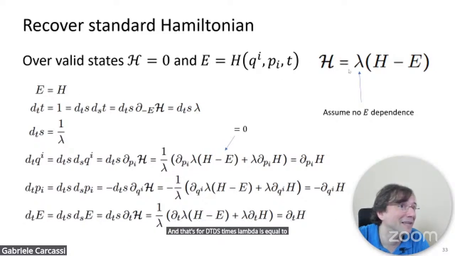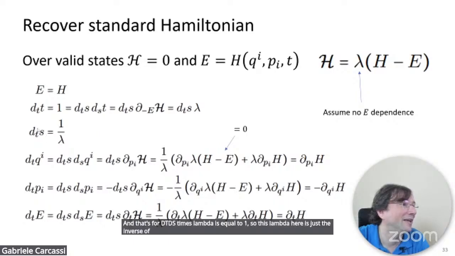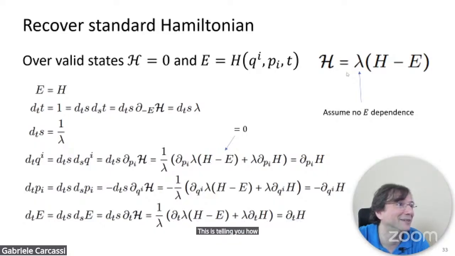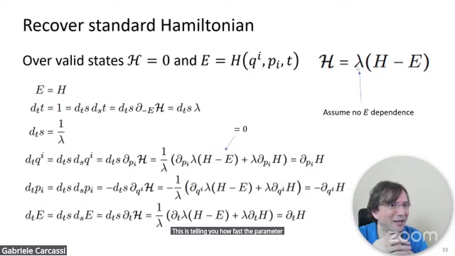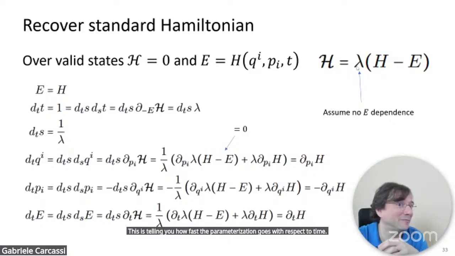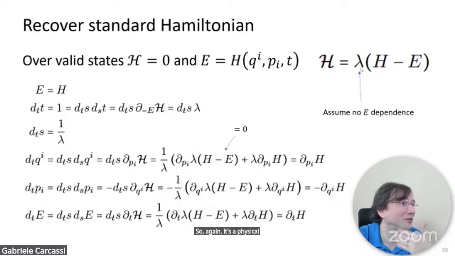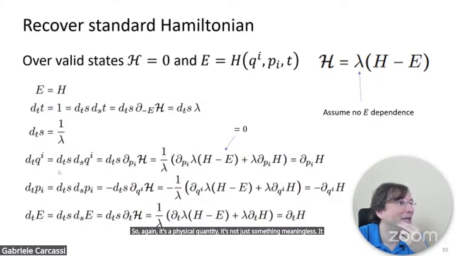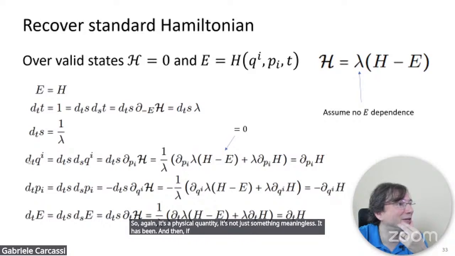So this lambda here is just the inverse of ds dt. So it's basically, this is dt ds. This is telling you how fast the parameterization goes with respect to time. So again, it's a physical quantity. It's not just something meaningless. It has meaning. And then if you do the same trick, you can express dqi dt.